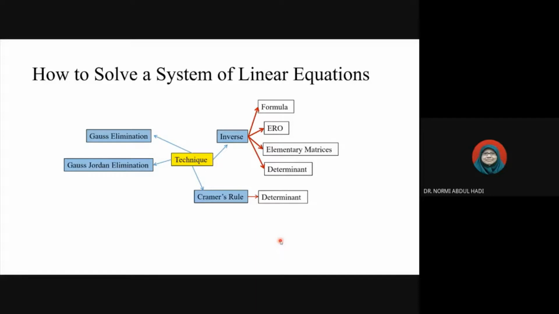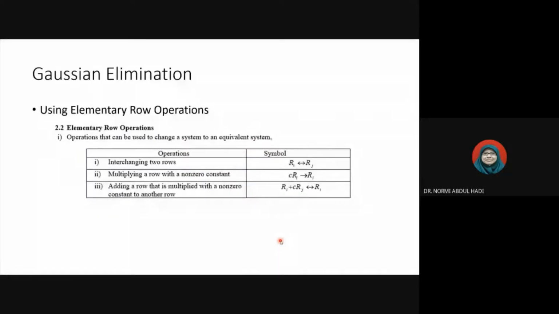How to solve a system of linear equations? There are several techniques to solve a system of linear equations, such as inverse, Cramer's rule, Gauss elimination, and also Gauss-Jordan. However, in this subtopic, we will discuss only Gauss elimination and Gauss-Jordan elimination. For Gauss elimination, we will use elementary row operations. There are three standard elementary row operations as given in this table.